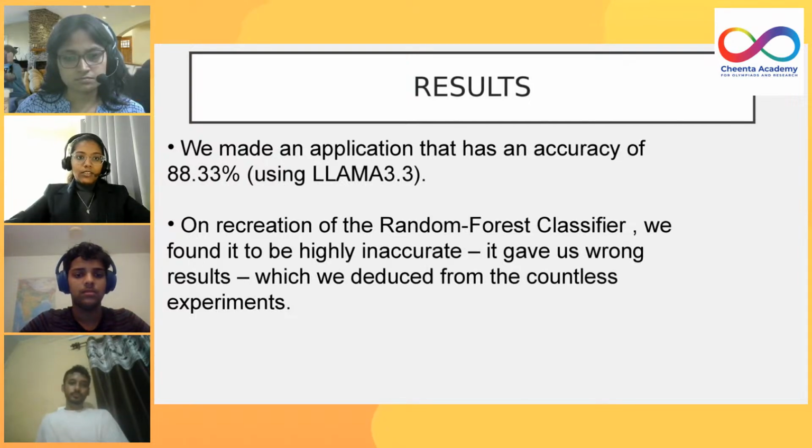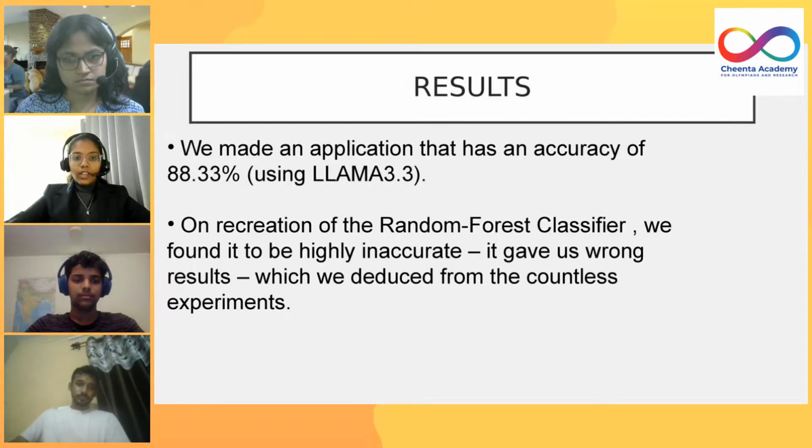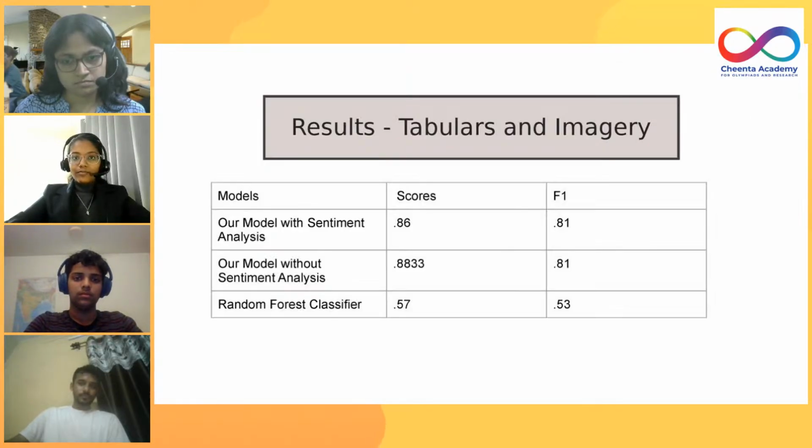Right, so these are a few results. We have made an application using Llama 3.3 with an accuracy of about 88.33% and a fairly good looking UI. On our attempt at the recreation of the random forest classifier with the Twitter RoBERTa pipeline, we found it to be highly inaccurate, which we deduced from the countless experiments that we did. Next slide, please.